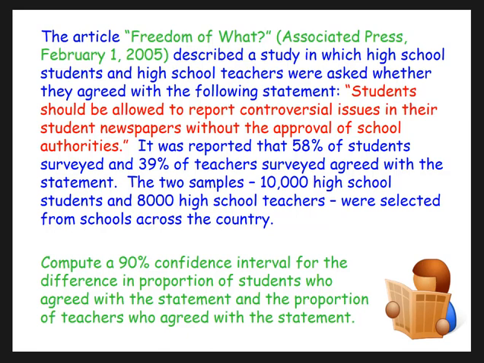In the article "Freedom of What?", which describes a study of high school students and high school teachers, they were asked whether they agree with the following statement: students should be allowed to report controversial issues in their student newspapers without the approval of school authorities. It was reported that 58% of students surveyed and 39% of teachers surveyed agreed with that statement. The two samples were 10,000 high school students and 8,000 high school teachers selected from across the country. We needed those numbers to know they were large enough to meet the assumptions. So we're going to compute the 90% confidence interval.